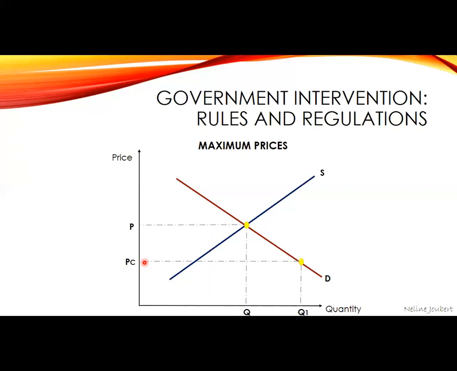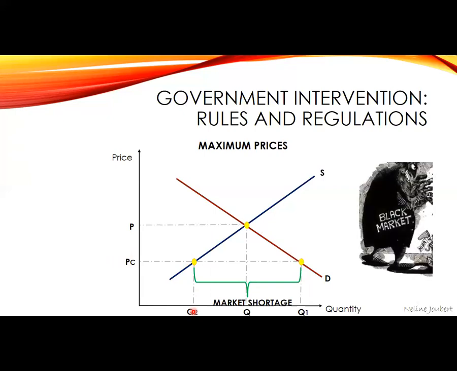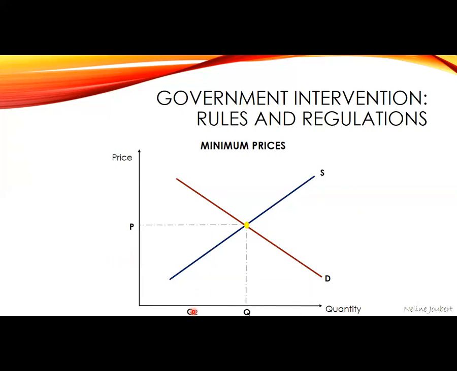So what happens? At the lower price, the price ceiling, the demand for the product increases. And according to the law of supply, the quantity supplied decreases. This will inevitably lead to a market shortage, and unfortunately, black markets can also arise. When it comes to minimum prices, the governments intervene to ensure that sufficient quantities of certain basics are provided, for example, maize, and this is done to ensure food security in a country.